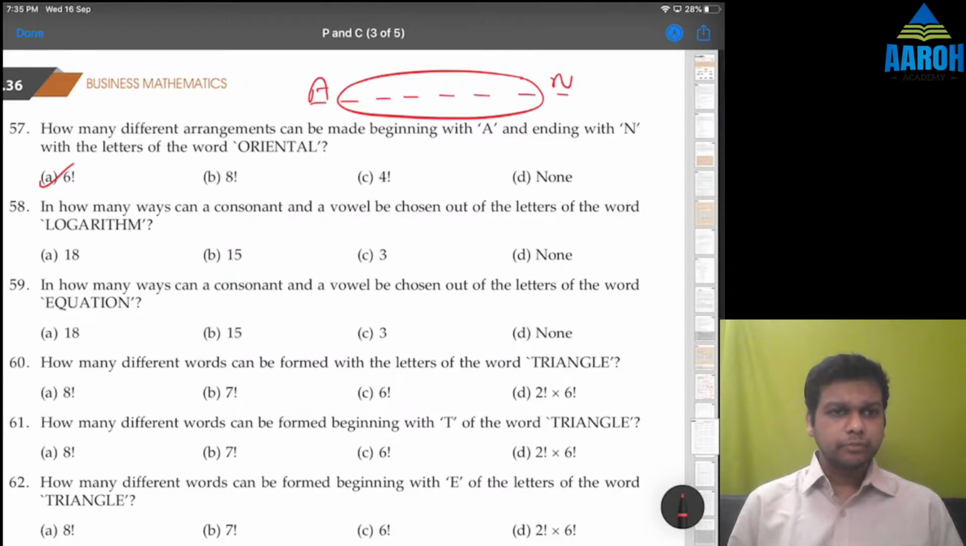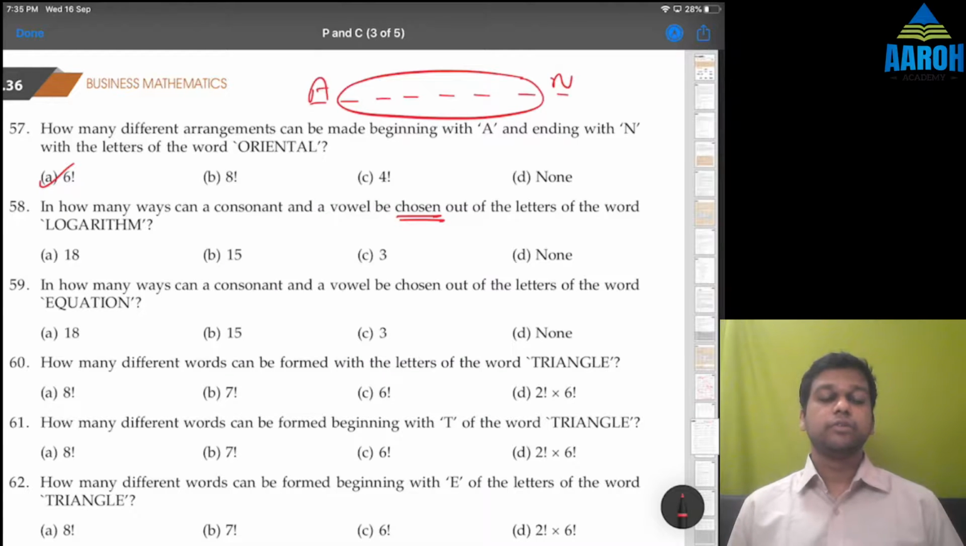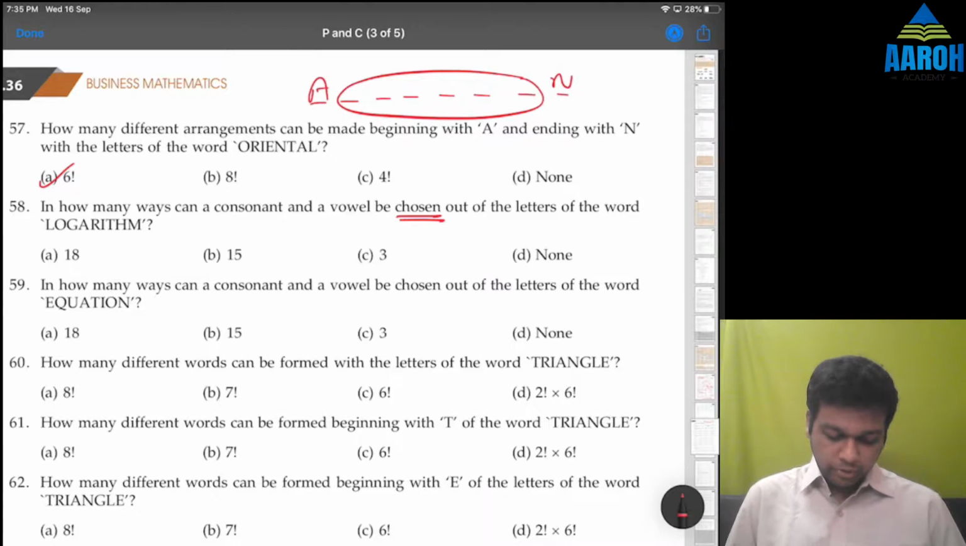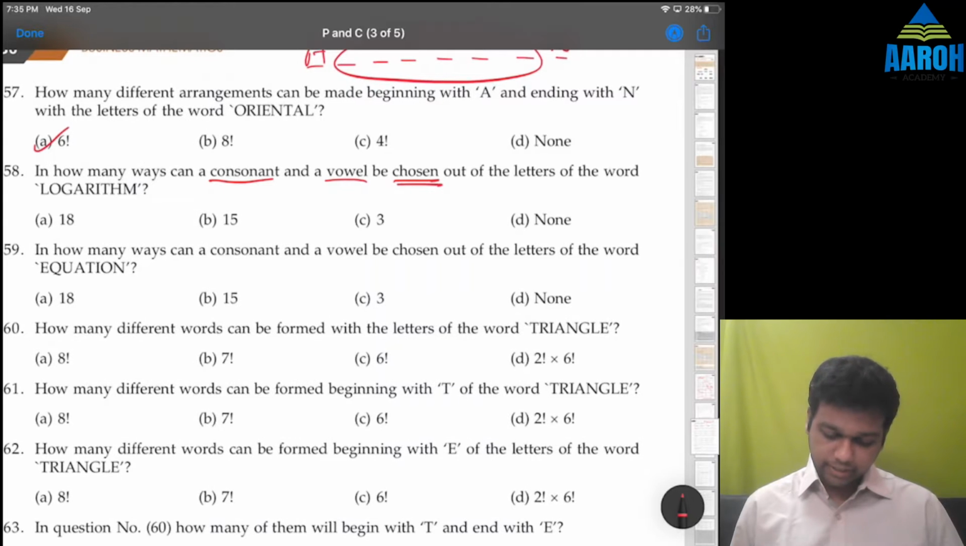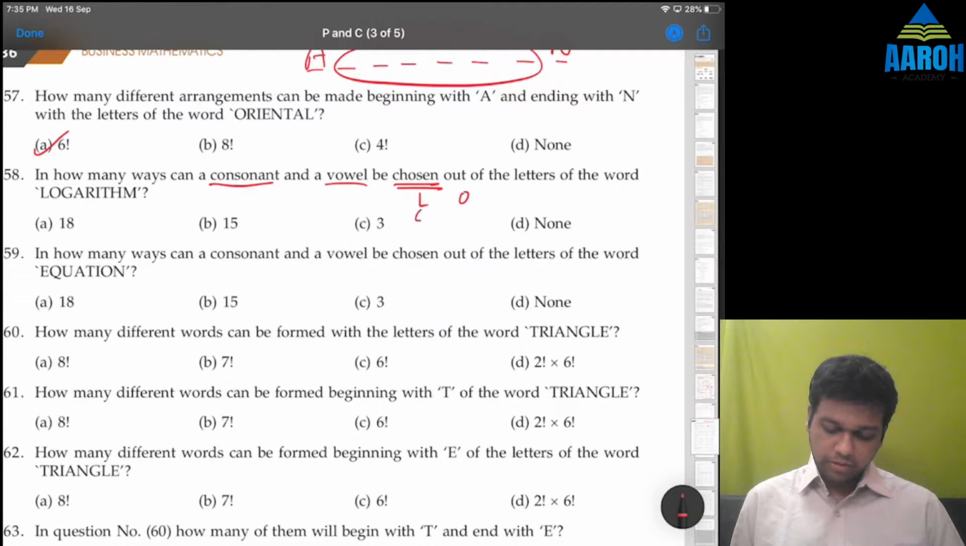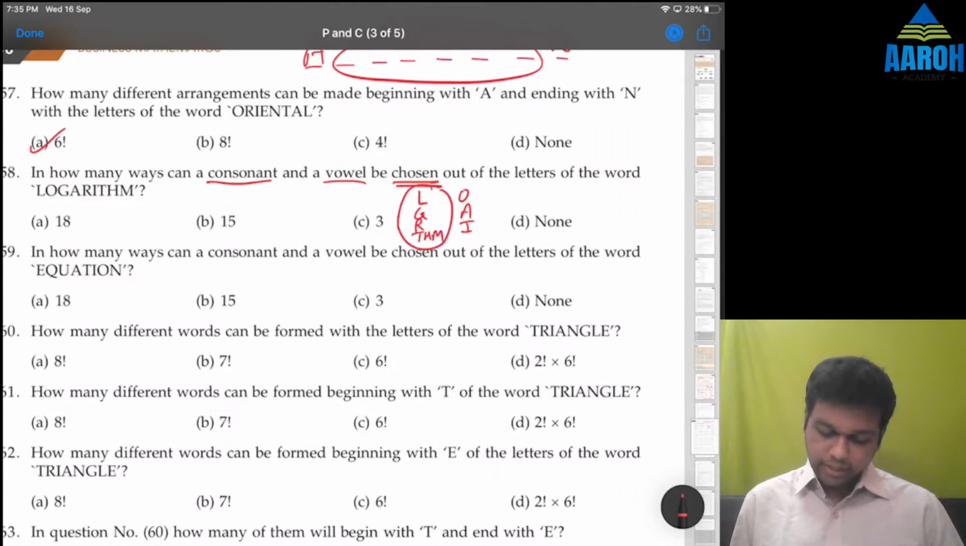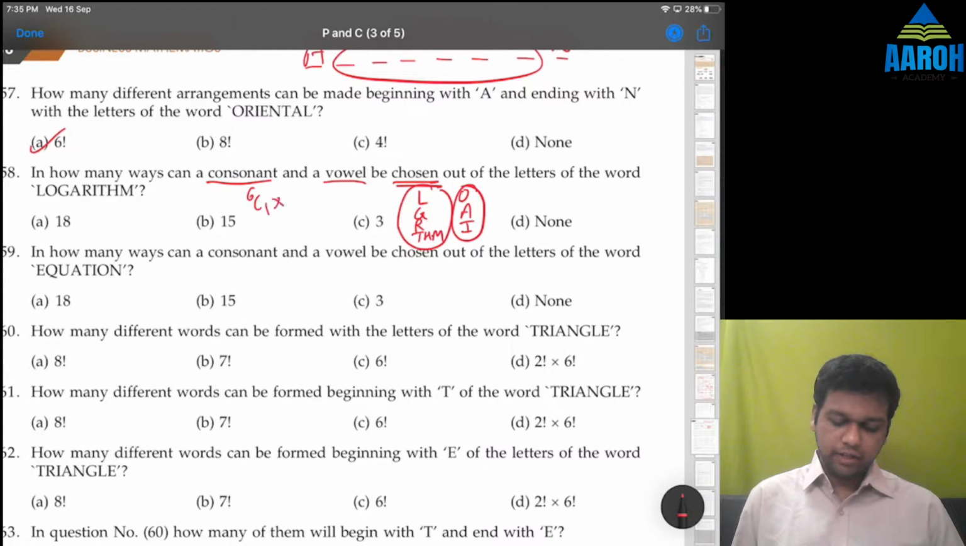Okay, next. In how many ways can a consonant and a vowel be chosen out of letters of the word logarithm? So now we are going towards combinations. We have to choose one consonant and one vowel out of logarithm. Let's see how many consonants and vowels there are. L, O, G, A, R, I, T, H, M. So there are 6 consonants and 3 vowels. We have to select one each. That means 6C1 into 3C1, 6 into 3, 18 is the correct answer.